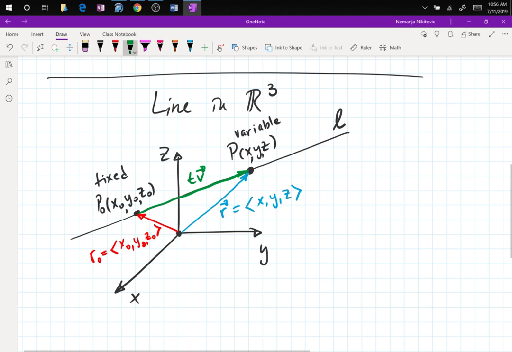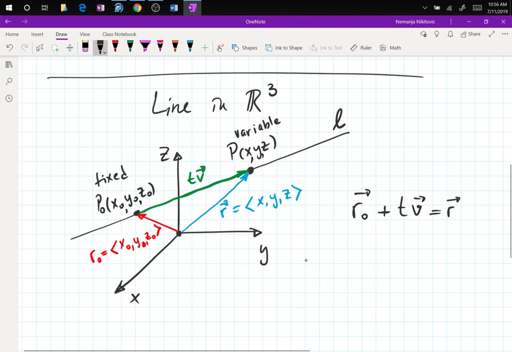So by looking at this here, you can write the equation R0 vector plus TV vector. T is not a vector, T is just, well, we'll see what the T is. Just put the arrow above V, and then equals vector R.